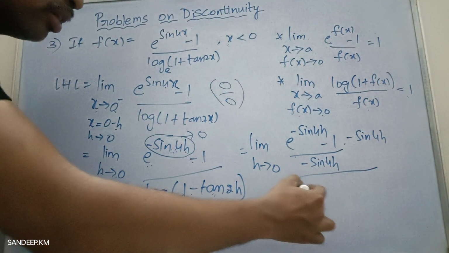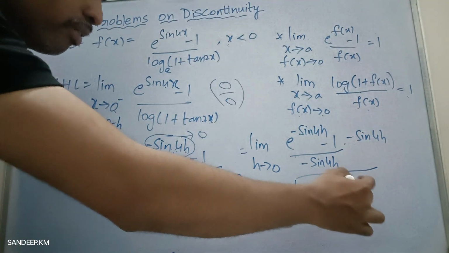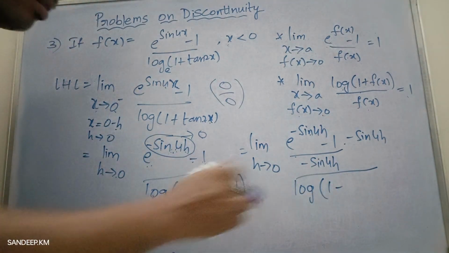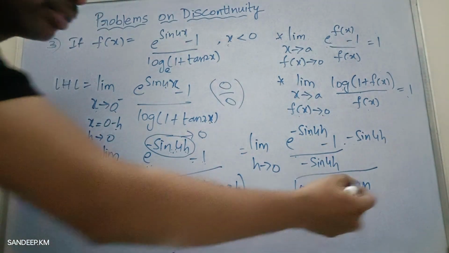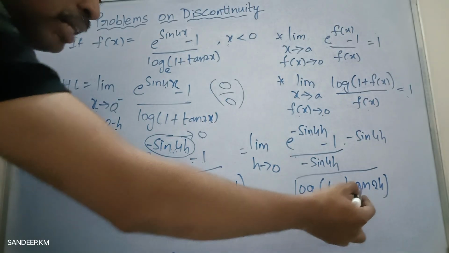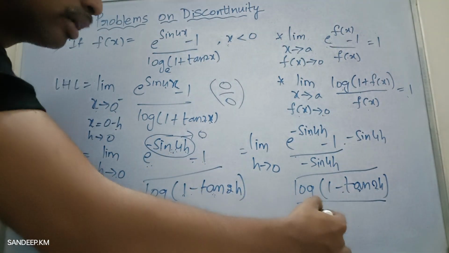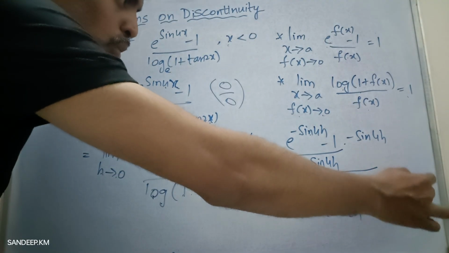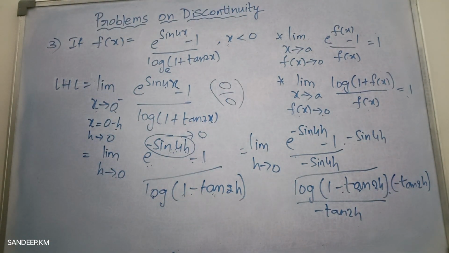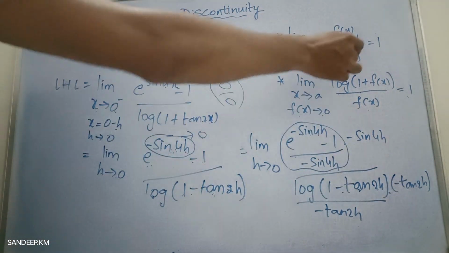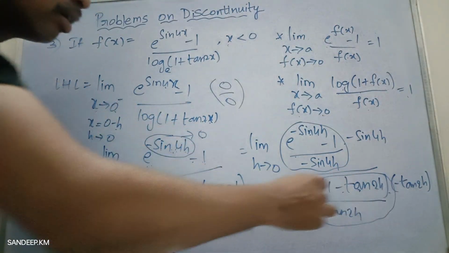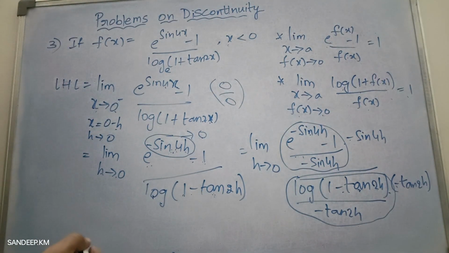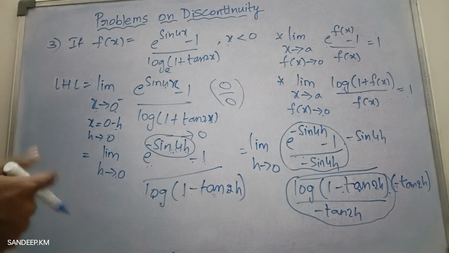So what is it? The denominator is in the form of 1 plus log of 1 plus minus of tan 2h. So here f of h is minus tan 2h. So divide it with minus tan 2h and also multiply with minus tan 2h. Now, dear students, this is going to be 1 because of this formula. This is also going to be 1 because of this formula. So 1 by 1 not needed. Minus and minus gets cancelled. And one more step, we will get the answer.